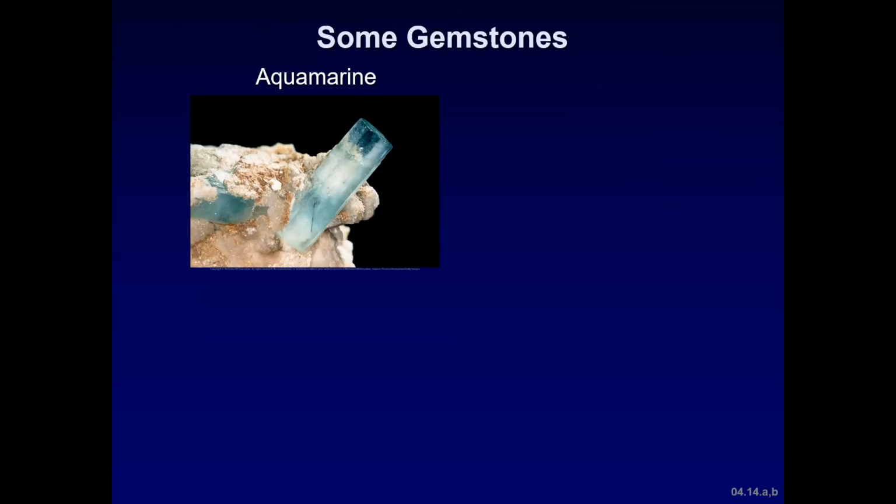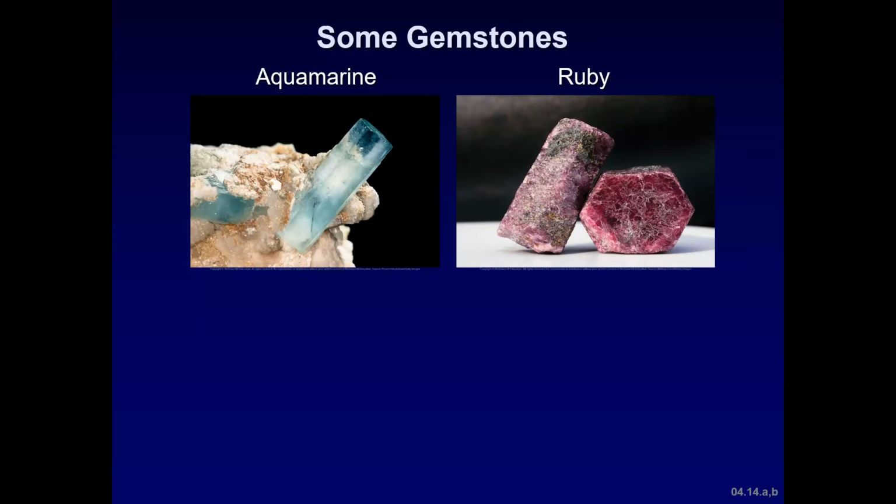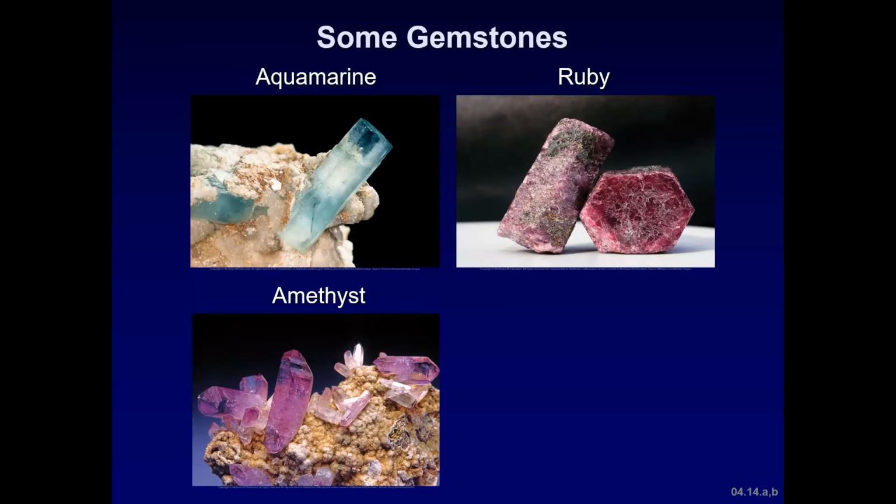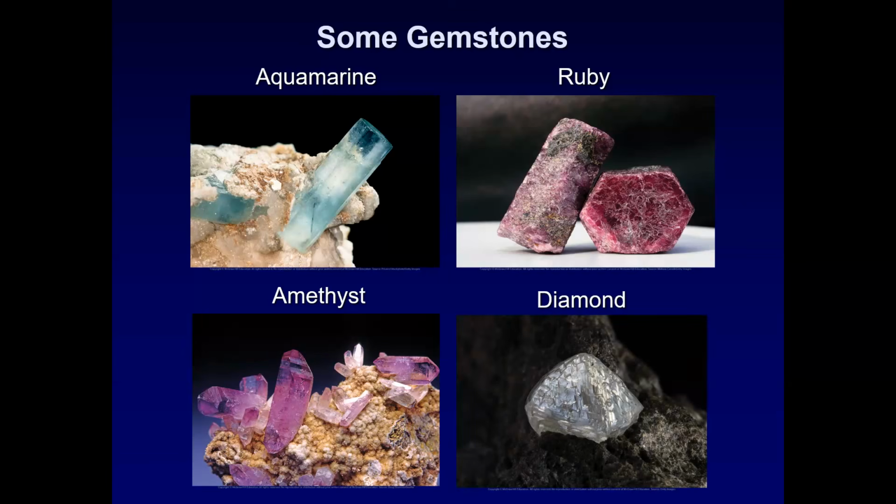Okay, this is just for fun. I'll show you some gemstones like aquamarine. It's a type of beryl. We have ruby, very strong variety of what's called corundum. We have amethyst, which is a purple variety of quartz. And then diamond, a very pure form of carbon. It's our hardest naturally occurring substance.